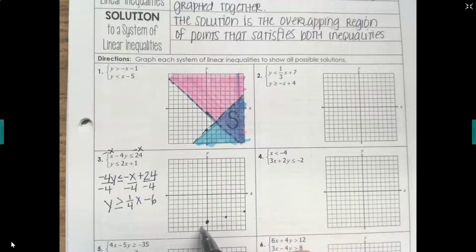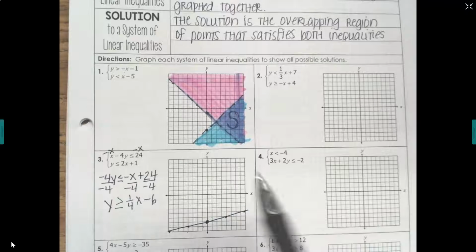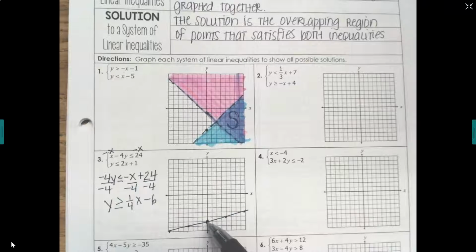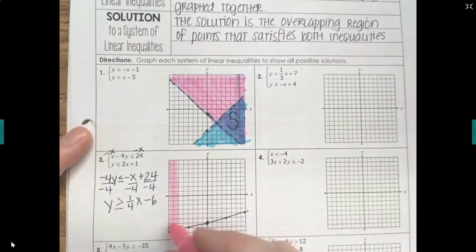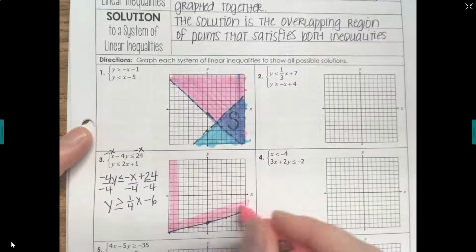Okay, and we can go the opposite direction. I need a solid line here, and I want to shade greater than. Where the y is greater than this y-intercept, that would be above it. So this is all my greater than area. We're going to shade this in. Make sure you follow the line.